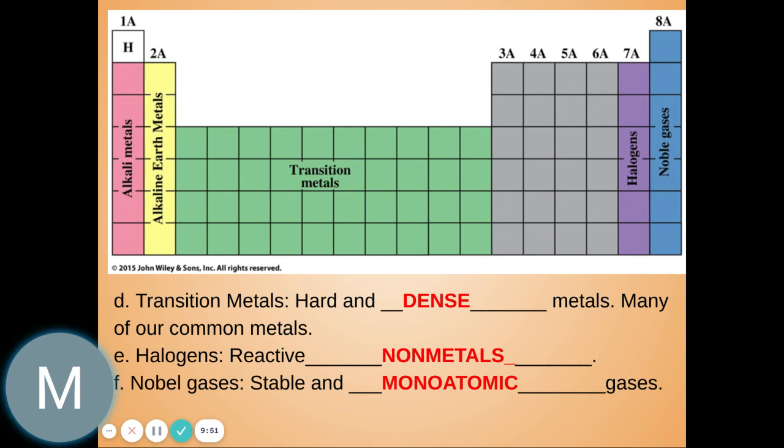Then we have our transition metals, which are the vast majority of your metals. Your rare earths fit in with your transition metals as a special type. They tend to be hard and dense. There are many of our common metals. The gray area, guys, is not a group. Why is that? That's where your metalloids are. If you go down the column, some are non-metals, some are metalloids, some are metals. So there are no continual characteristics as you go down those columns, and that's why you don't see names for 3 through 6.